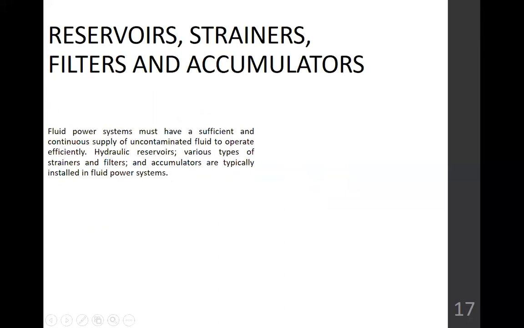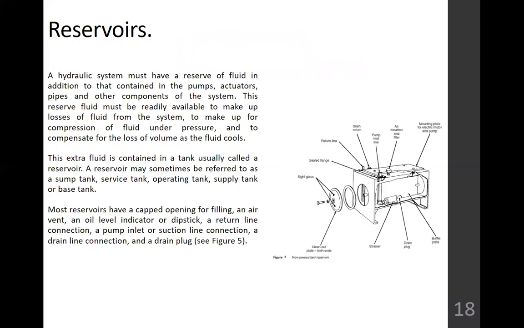Next, the reservoir, strainers, filters, and accumulators. A fluid power system must have a sufficient continuous supply of uncontaminated fluid to operate efficiently. Hydraulic reservoirs, various types of strainers and filters, and accumulators are typically installed in fluid power systems. So this is the reservoir. This is a non-pressurized reservoir, because it has a vent there. This one is pressurized.